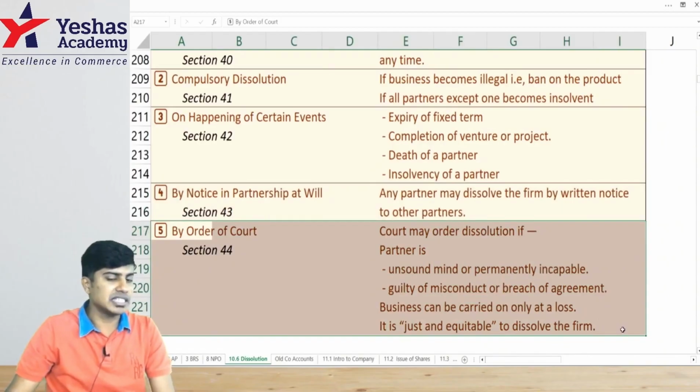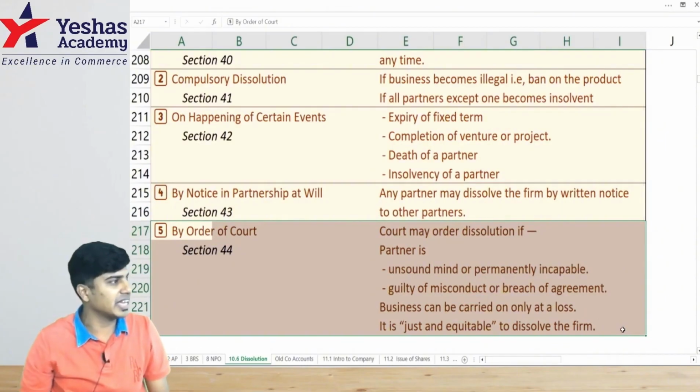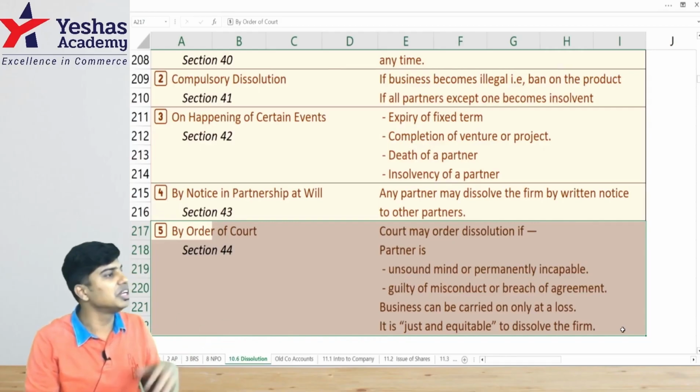Last one is order of court. If some of the partners have gone crazy, mad, or are permanently disabled, met with an accident, 80% of the body disabled, 20% only functioning. You can't be a partner in a firm, no. What will you do with the 20%? You can't even get up and go to the washroom. Sad. In that case, the firm need not continue.